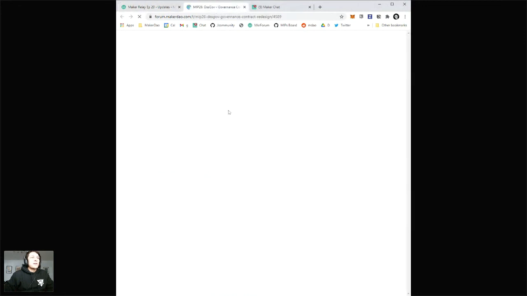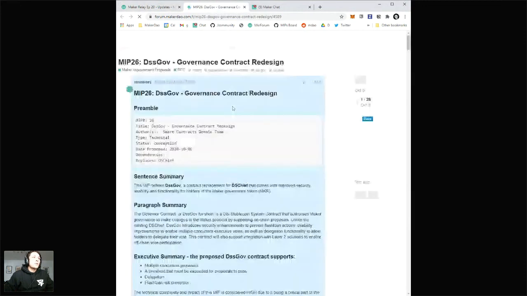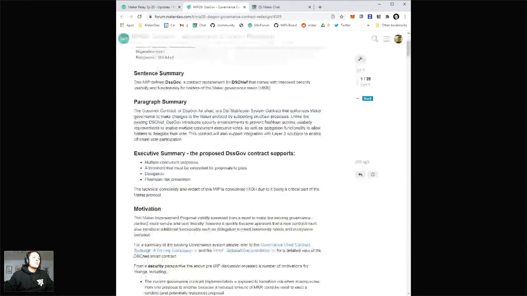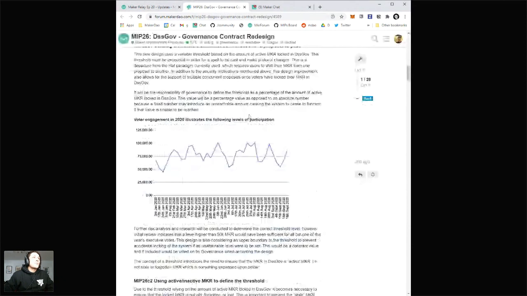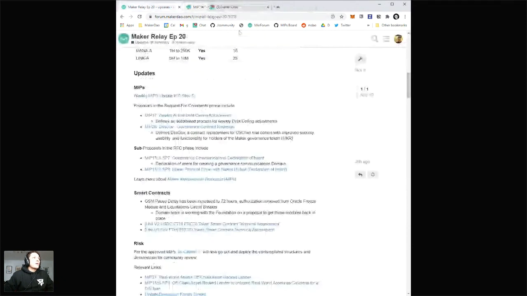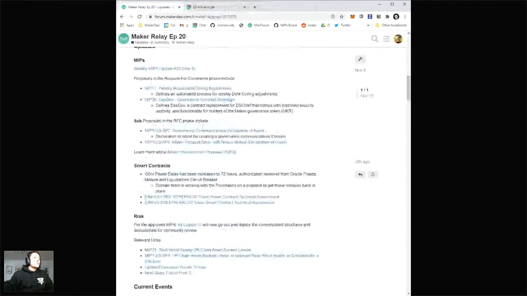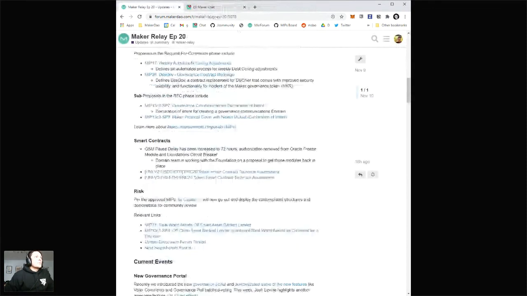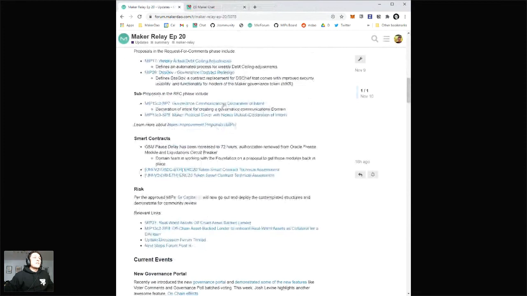Also, it can't be understated, this forum thread is really just packed with information, so dig in. There's a couple of sub-proposals in the request for comment phase. This one is really exciting. It's a declaration of intent for a potential domain team called Governance Communications.